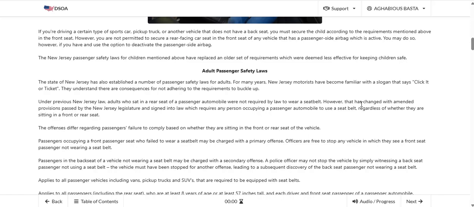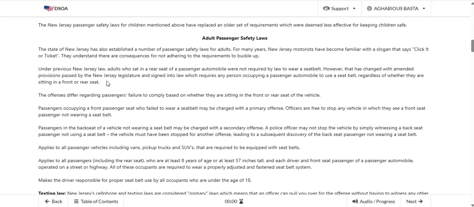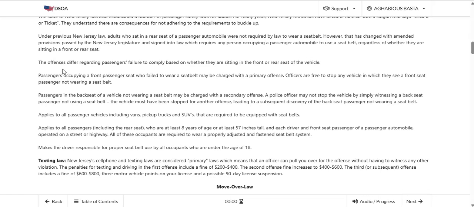However, that has changed with amended provisions passed by the New Jersey legislature and signed into law, which requires any person occupying a passenger automobile to use a seatbelt, regardless of whether they are sitting in a front or rear seat. The offenses differ regarding passengers' failure to comply based on whether they are sitting in the front or rear seat of the vehicle. Passengers occupying a front passenger seat who fail to wear a seatbelt may be charged with a primary offense.